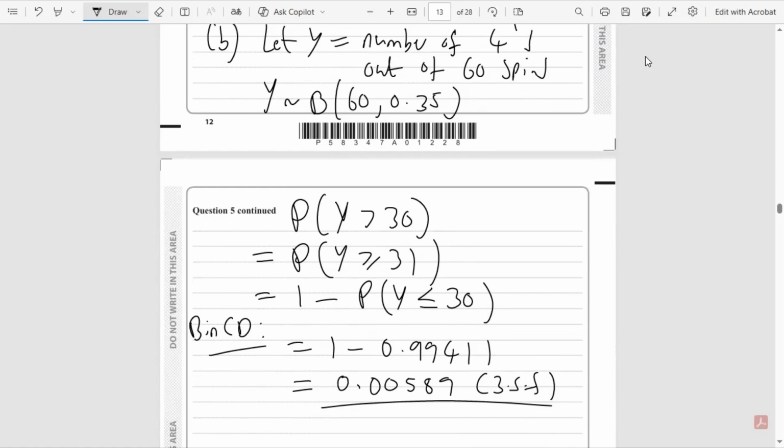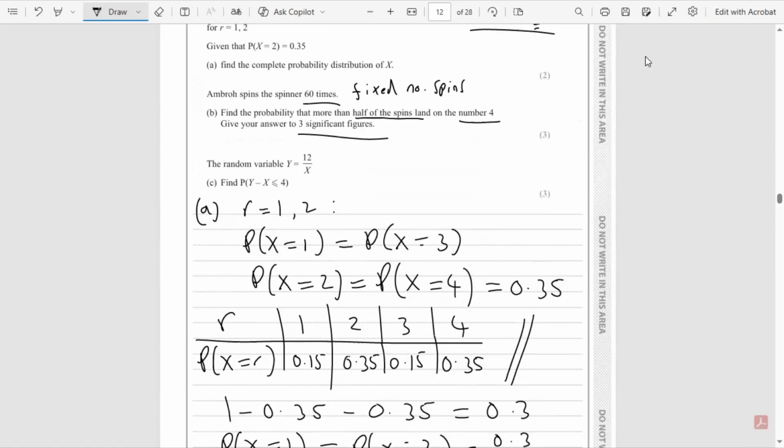Perfect. So now let's go on to part C, the final part. The random variable Y is equal to 12 over X. Find the probability that Y minus X is less than or equal to 4.